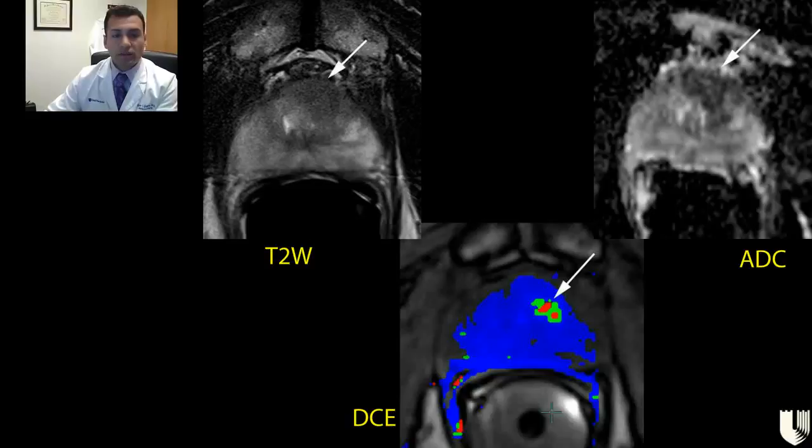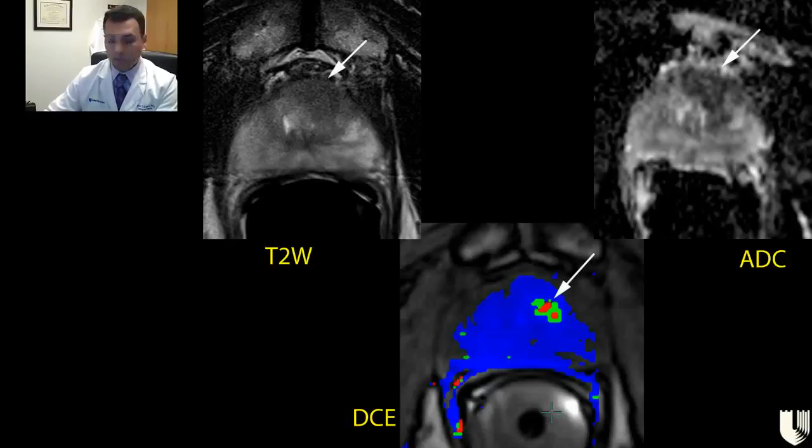So the patient underwent the MRI, and you can see in the top left corner T2-weighted images, ADC in the top right, and dynamic contrast-enhanced perfusion maps in the bottom. What we can see here is an area of erased charcoal, or lost glandular markings, in the transition zone anteriorly on the left, restricted diffusion on the top right, and suspicious perfusion kinetics on the bottom.